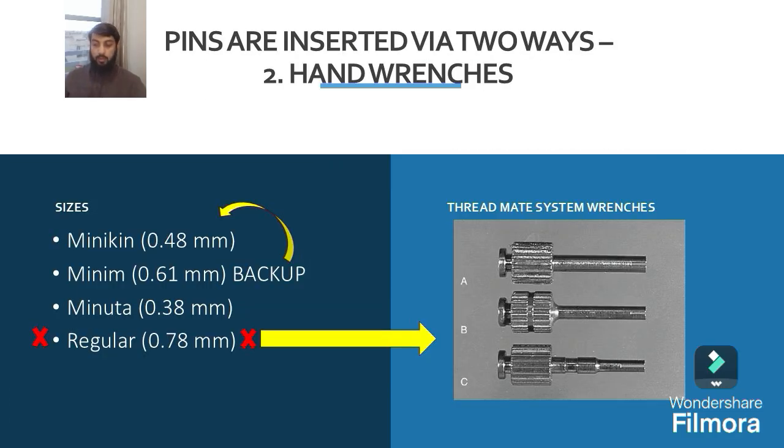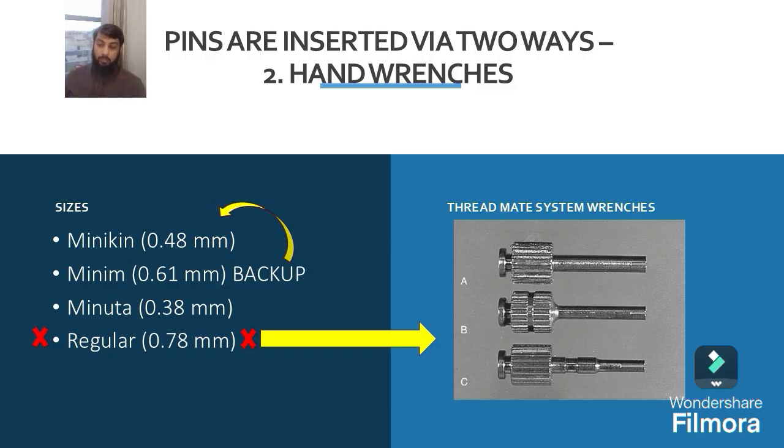Now we are going to come to the other type of pin insertion method. There are 3 sizes or 4 sizes of the Thread Mate system pins. You can see the Minikin, that is 0.48 millimeter in diameter. The Minikin pins are very small. They are not very retentive in the posterior teeth, but they are rarely used in anterior teeth because they are metal colored. In the composite restoration they will show through.